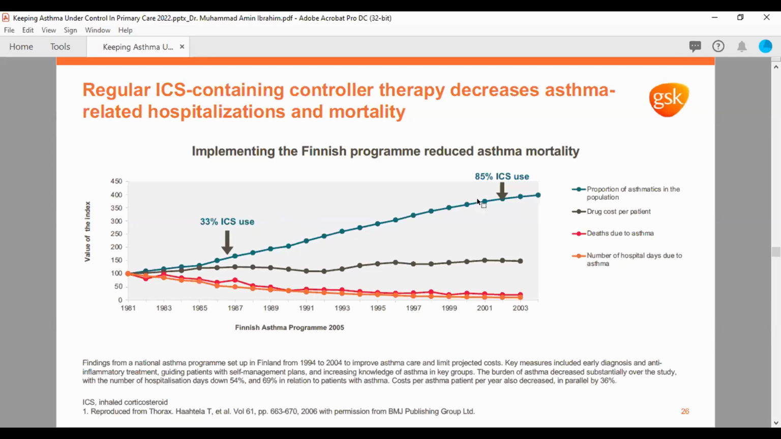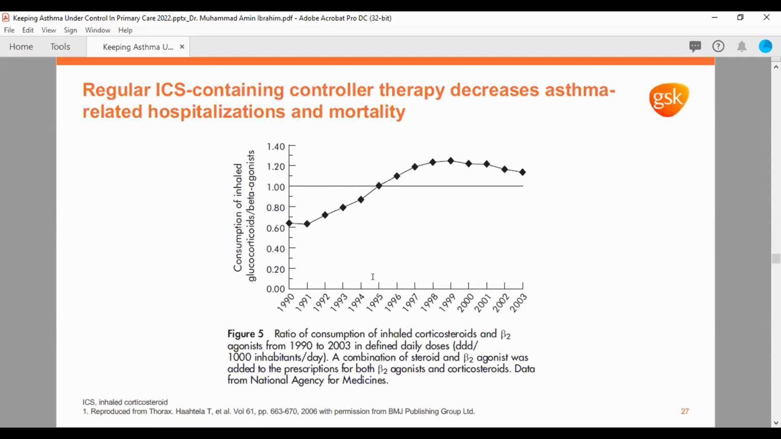So it is very important in your clinic setting to make sure your patient is on inhaled corticosteroid, at least low dose. In fact, in the same study, it showed that by the year 1995, more inhaled corticosteroid was prescribed to patients compared to reliever. This is the ratio between inhaled corticosteroid and beta agonist. A ratio more than 1 shows that we are giving more inhaled corticosteroid compared to short-acting beta agonist. So we should give more inhaled corticosteroid compared to short-acting beta agonist.